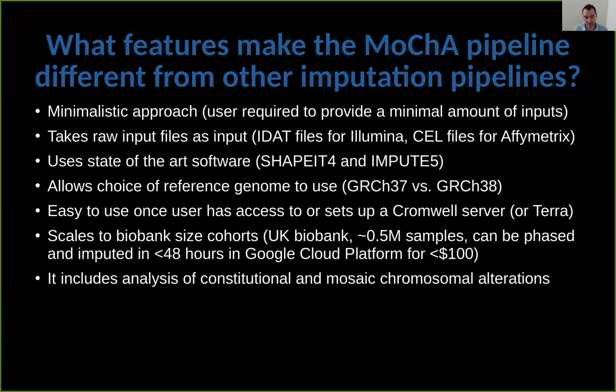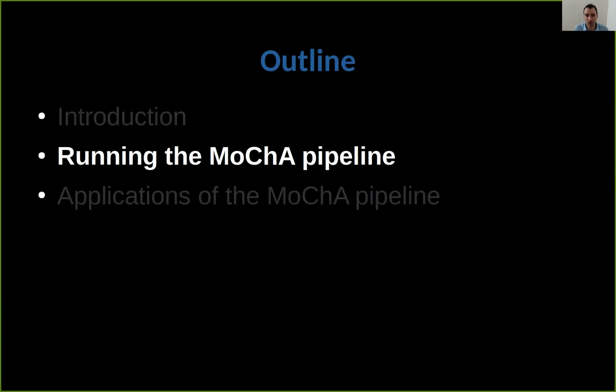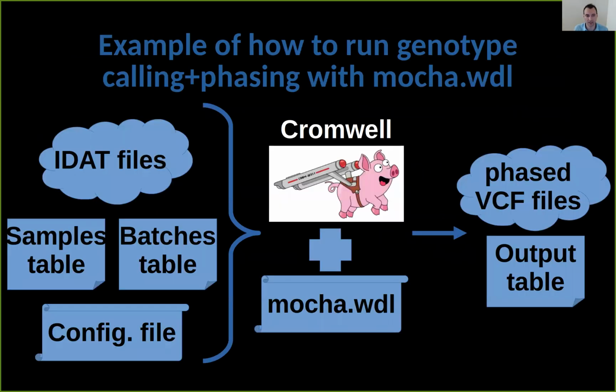And the reason I actually developed this phasing and imputation pipeline was to support analysis related to mosaic chromosomal alterations. So in particular, when you run this pipeline, you're also going to get as an output a list of constitutional mosaic chromosomal alterations in the samples you process. So how complicated is it to run the MoChA pipeline? Hopefully I can convince you that it's not that complicated.